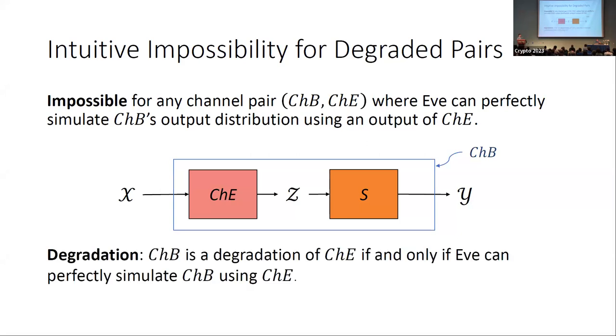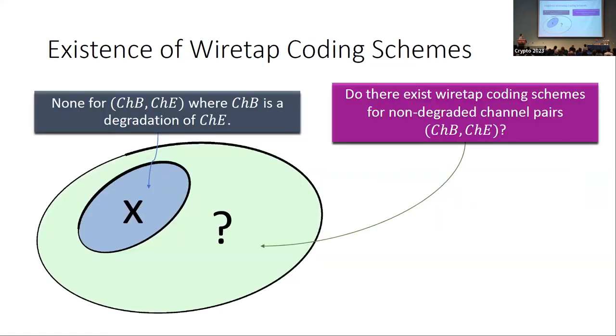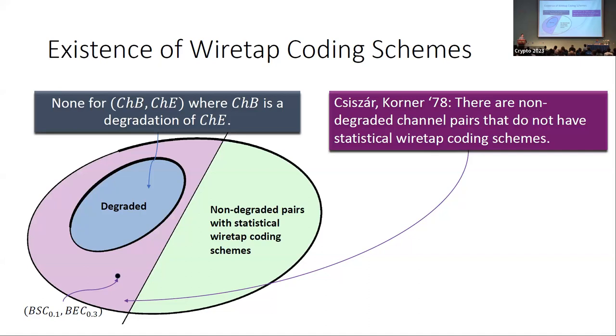This is captured by the notion of degradation. We say that channel B is a degradation of channel E if and only if Eve can perfectly simulate channel B using channel E. And one can ask, do there exist wiretap coding schemes for non-degraded channel pairs, in the case where Eve cannot simulate Bob? Surprisingly, in 1978, Csiszár and Körner showed that there are non-degraded channel pairs that do not have statistical wiretap coding schemes. Statistical here means information theoretic. An example of this is our favorite example, the binary symmetric channel with 10% flip probability and the binary erasure channel with 0.3 erasure probability.